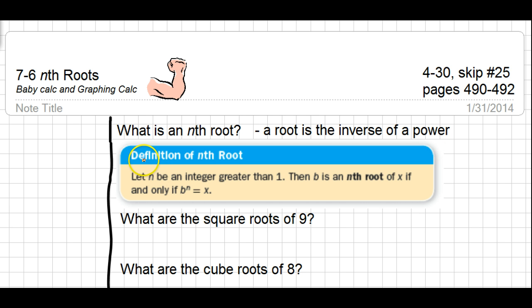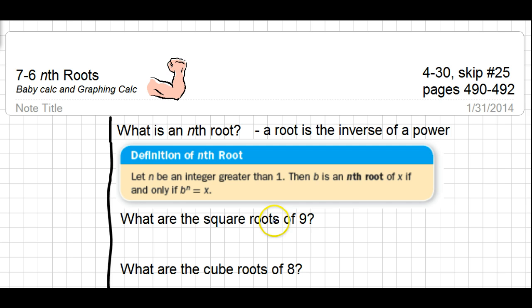Here's the book's definition. Let n be an integer greater than 1. So we're only going to be talking about numbers bigger than 1 here. Then b is an nth root of x if and only if b to the n equals x. So the n is the root and the x is the answer that we're trying to find. So here are some real basic root problems that students may or may not already know how to do.